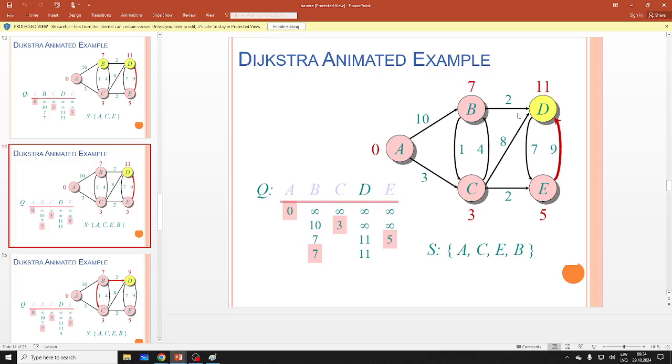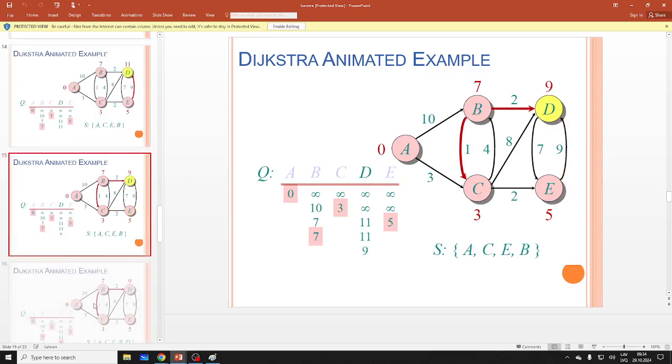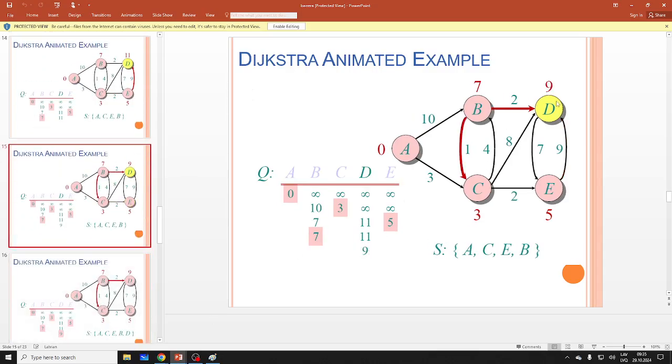What should we be doing here? We should be looking at A, C, B, D. We have current A, C, D, that's 11. But we have A, C, B, D, that is 9. So we have to update. Yeah, so we update this.